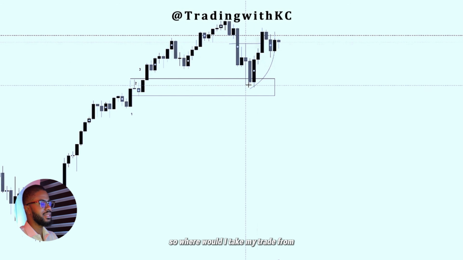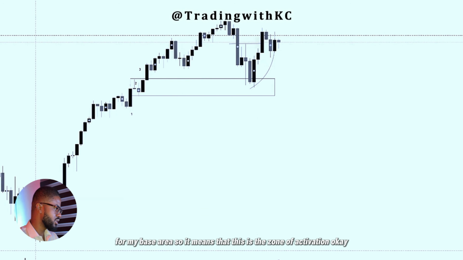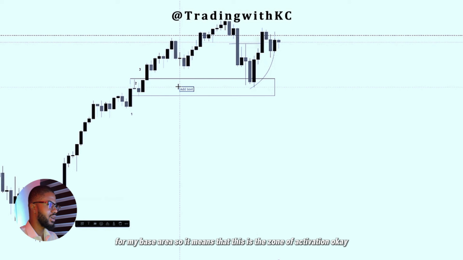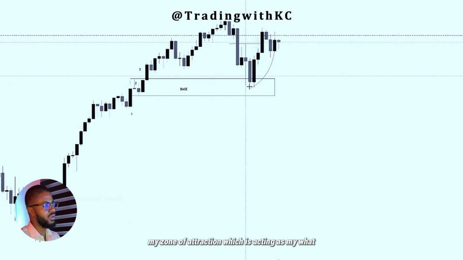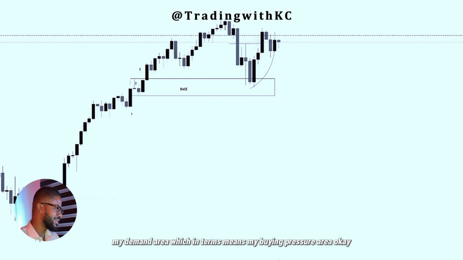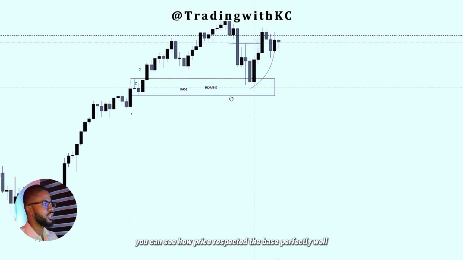So where would I take my trade from? For my base, right? For my base area. So it means that this is the zone of activation. Okay, this is my zone of activation, which is acting as my demand area, which in turn means my buying pressure area. Okay, my buying pressure area. You can see how price respected the base perfectly well, and then we had a bullish movement to the upside.